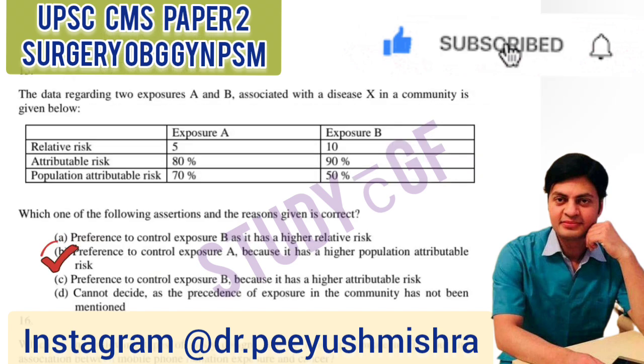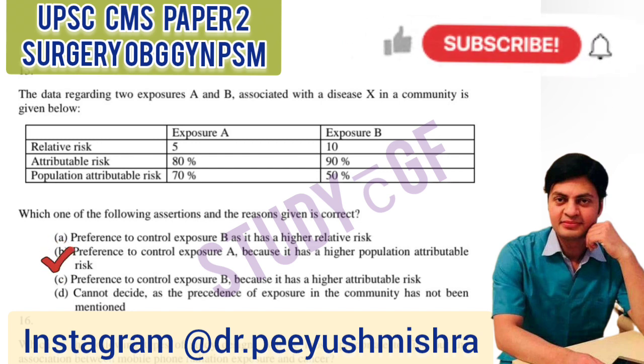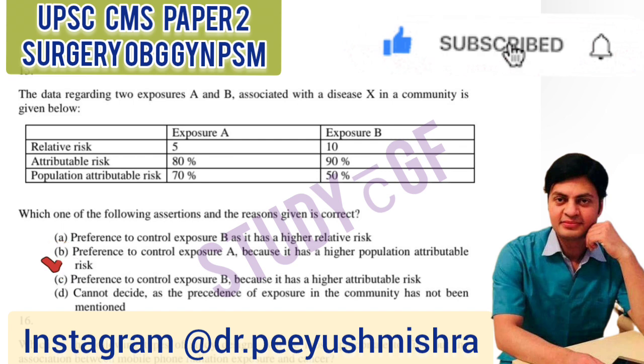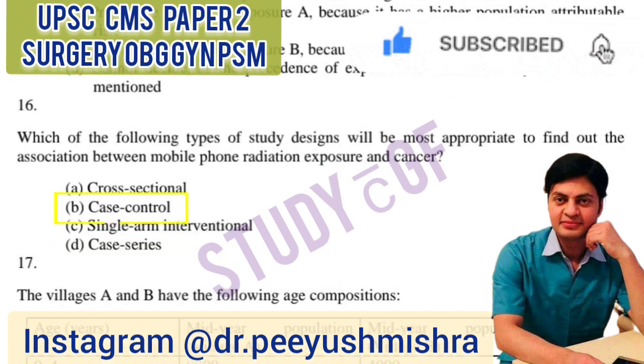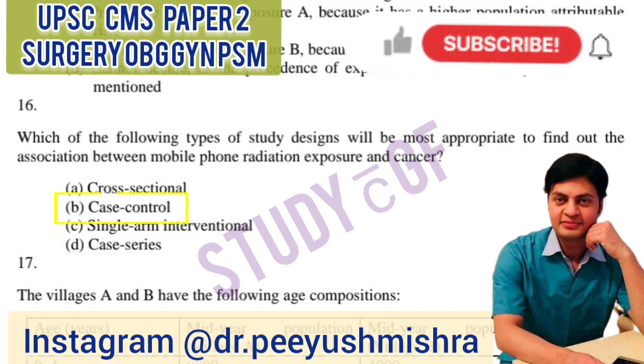The data regarding two exposures A and B associated with the disease X in a community is given below. Which one of the following assertion and reasons given is correct? Preference to control exposure A because it has a higher population attributable risk. Which of the following types of study designs will be most appropriate to find out association between mobile phone radiation exposure and cancer? Case control.